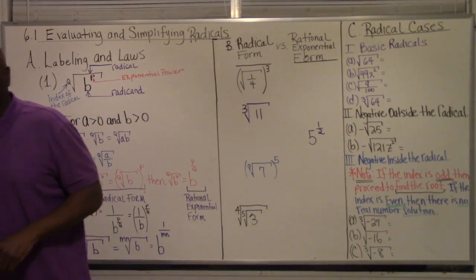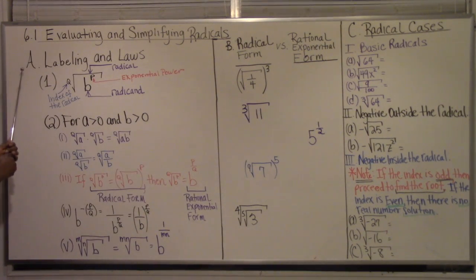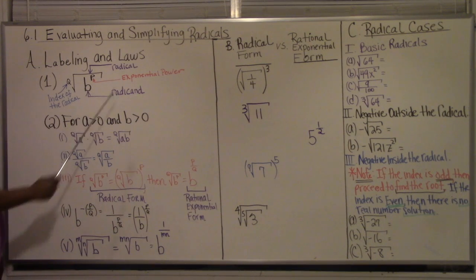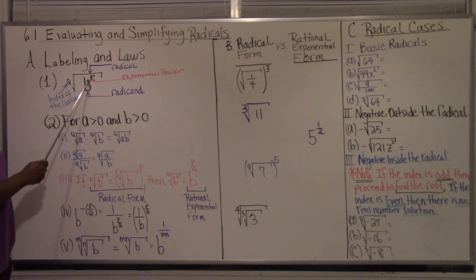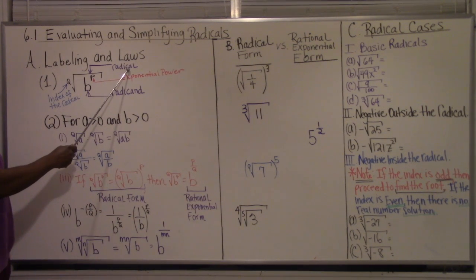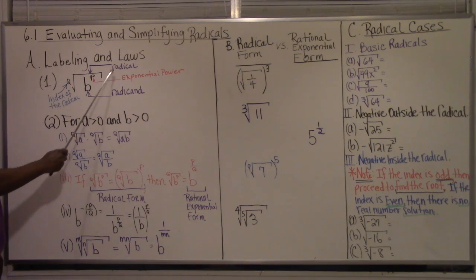Here we go. So, we are evaluating and simplifying radicals. First we start off with the labeling and the laws of radicals. So first, let's label a radical. This is what we have right here. Most importantly, the index of the radical is q. b itself, what's on the inside, is called the radicand. p is the exponential power that's attached to the radicand. And the actual symbol itself is called the radical. So these are all parts: the index, the radicand, the exponential power, and the radical itself.